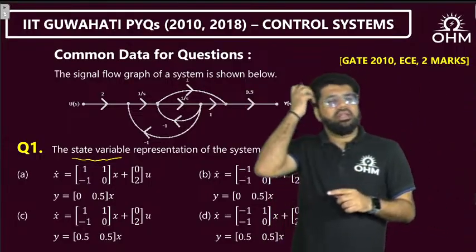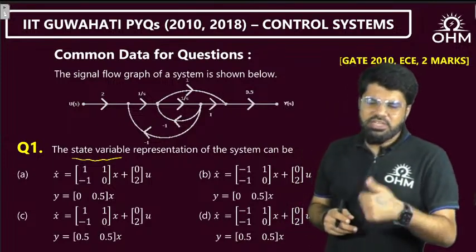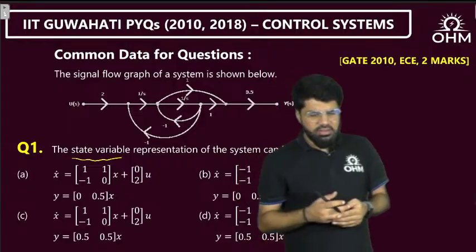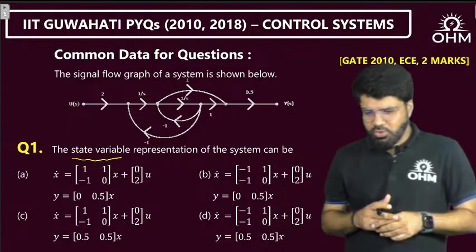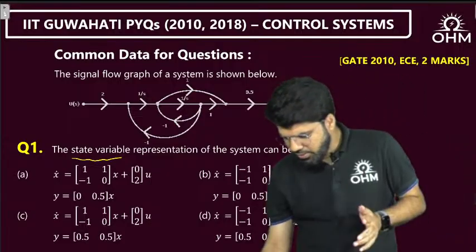So you can calculate the transfer function from the state space model also, but you can calculate the transfer function directly from Mason's gain formula. The graph is given. Okay, so what is the state variable representation of the system?